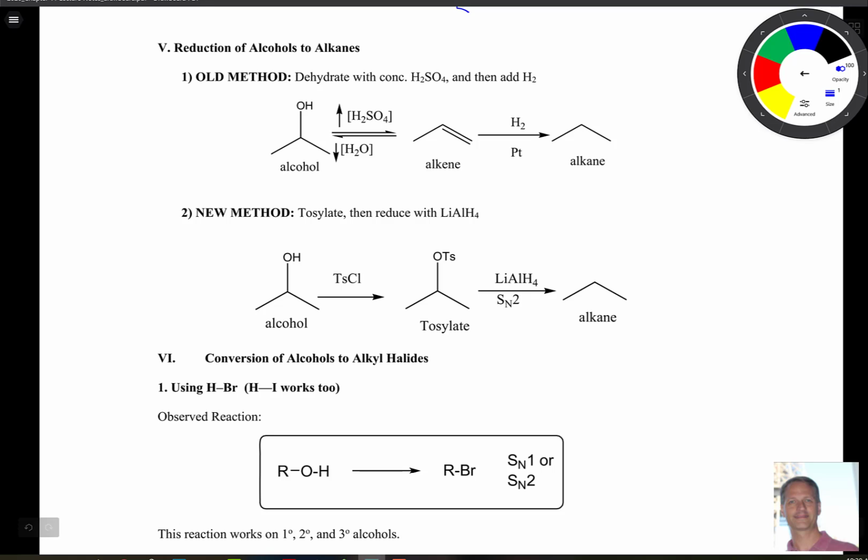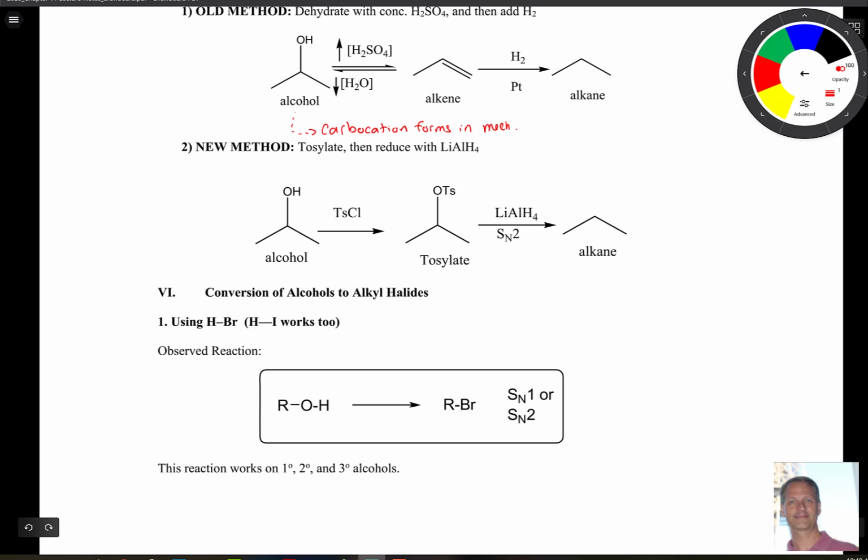Recall that through this mechanism, dot, dot, dot, you end up forming a carbocation. So we'll just say carbocation forms like in the mechanism. Why is that important? Well, you are prone to rearrangements when carbocations form. So often we tend to try to avoid that because of forming unwanted side products. So here's our new method.